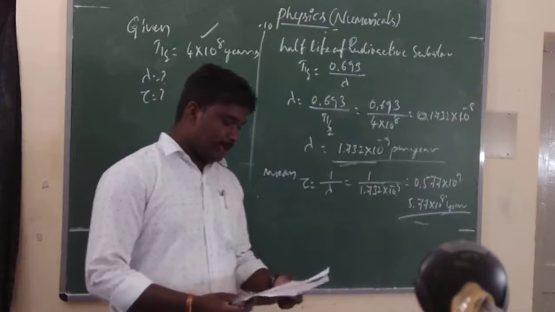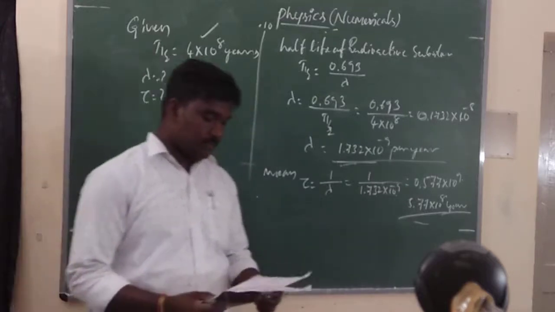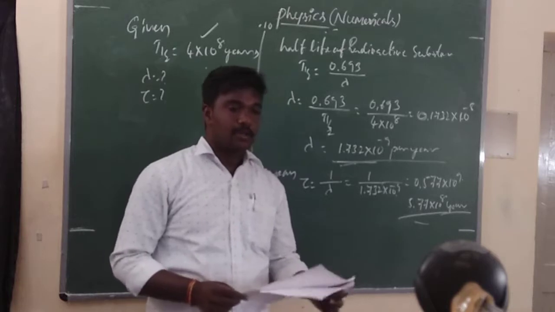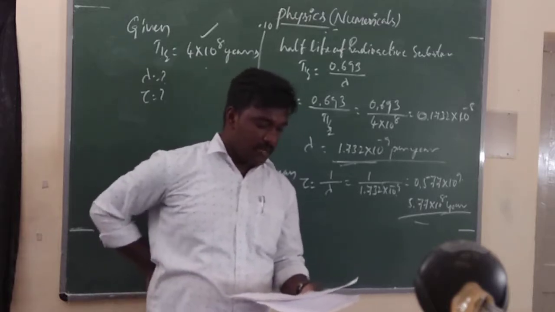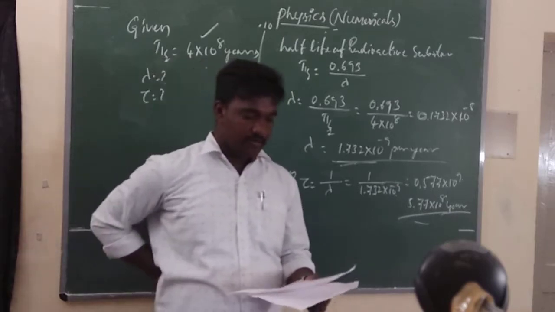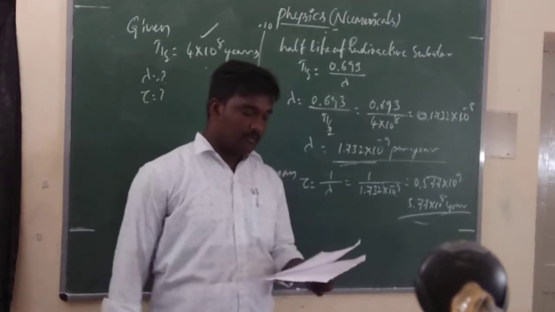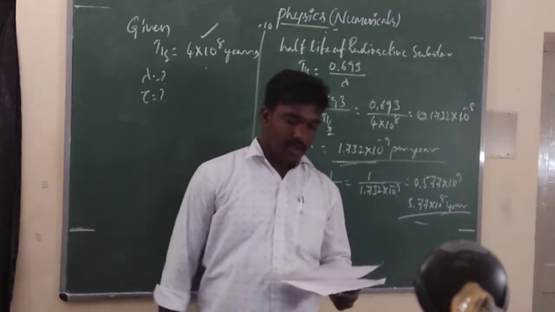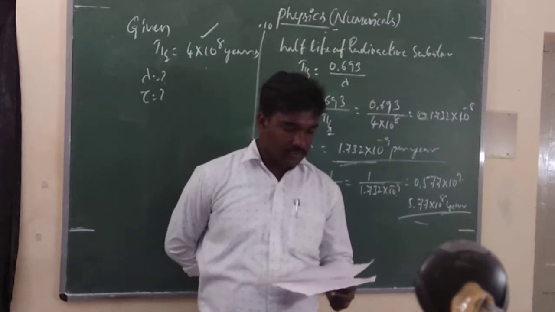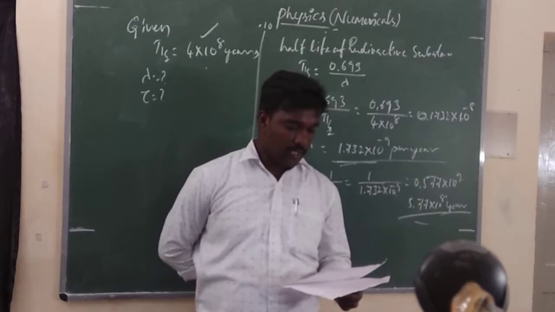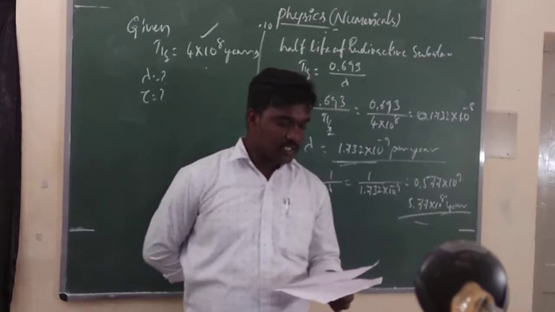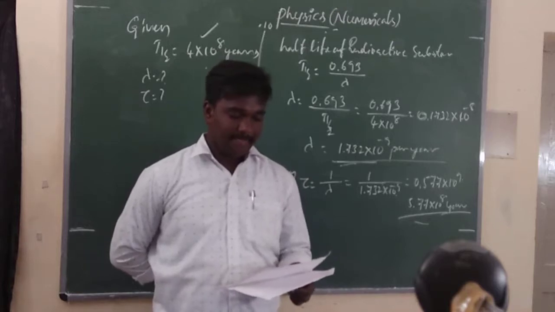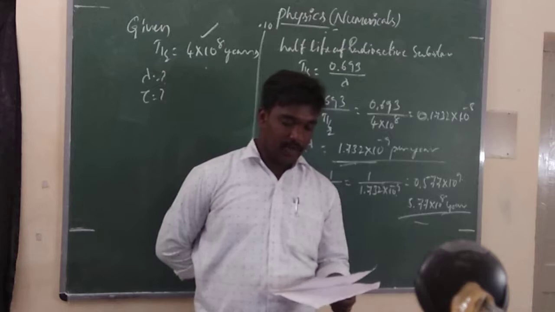Next question. Calculate the half-life and mean life of radium 226 of activity 1 curie, given the mass of radium 226 is 1 gram.